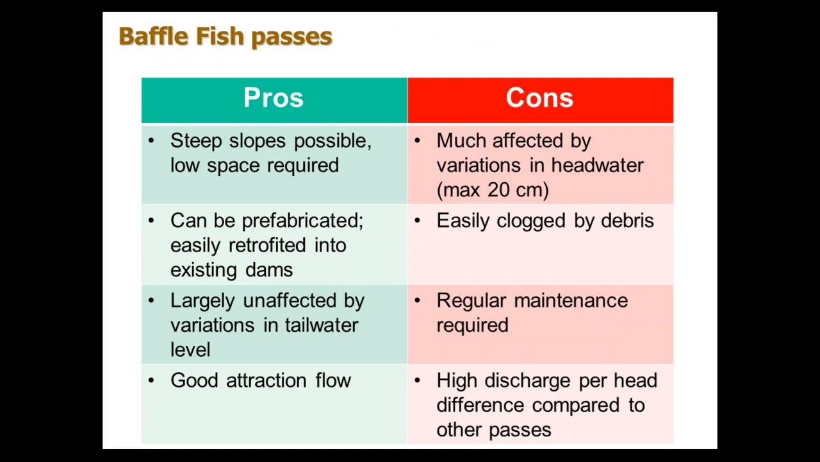Going through baffle fish passes, in our case Denil, the pros are that steeper slopes are possible and little space is required. They can be prefabricated. They are largely unaffected by variations in tailwater level, and they have a good attraction flow. About the cons, they are much affected by variation in headwater. They are easily clogged by debris. They require regular maintenance like the other types, and have a high drop difference compared to other passes.